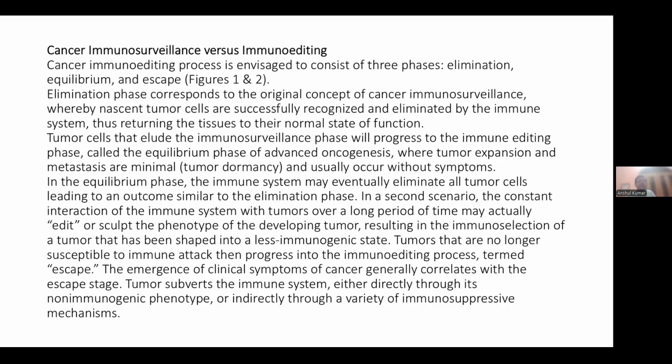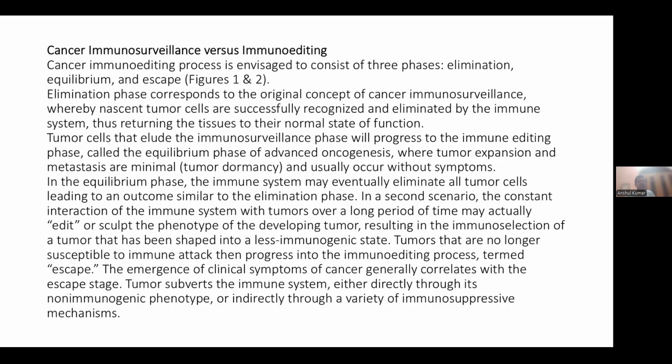Now, tumor cells that elude the immunosurveillance phase will progress to the immunoediting phase called the equilibrium phase of advanced oncogenesis, where tumor expansion and metastasis are minimal and usually occur without symptoms. In the equilibrium phase, the immune system may eventually eliminate all tumor cells, leading to an outcome similar to the elimination phase. In a second scenario, the constant interaction of the immune system with tumors over a long period of time may actually edit or sculpt the phenotype of the developing tumor, resulting in the immunoselection of a tumor that has been shaped into a less immunogenic state.